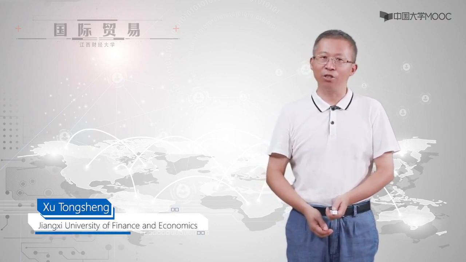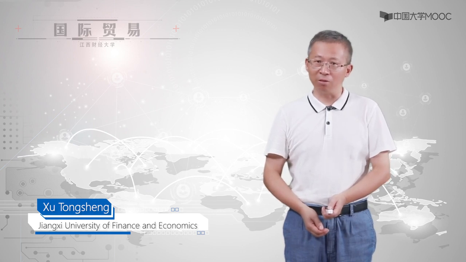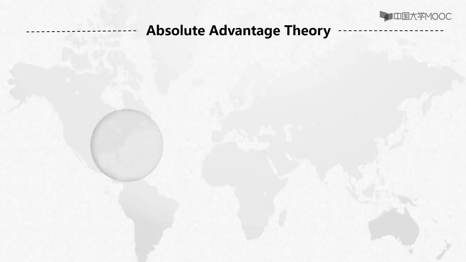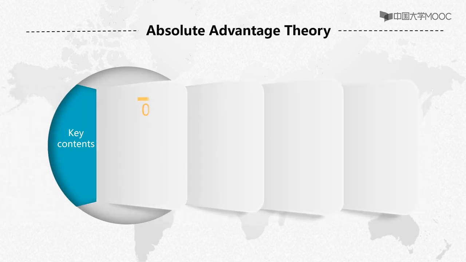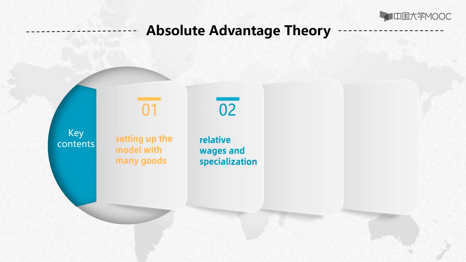Classmates, last lecture, we studied how comparative advantage functions in a world with two goods. In the real world, each country may produce lots of products. To move closer to reality, today we will extend the model to a larger number of goods and focus on the following issues. First, setting up the model with many goods.